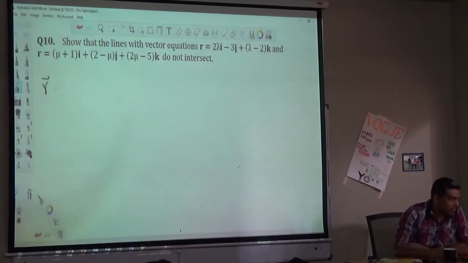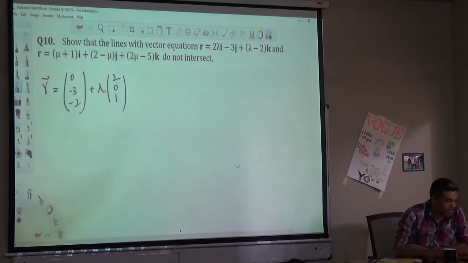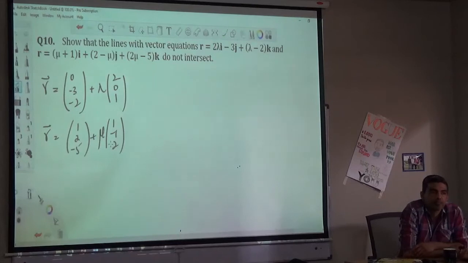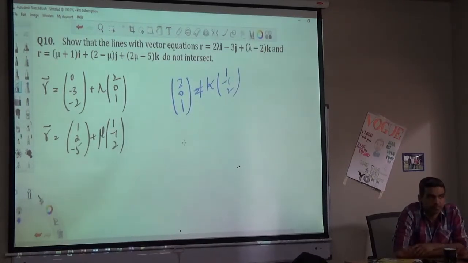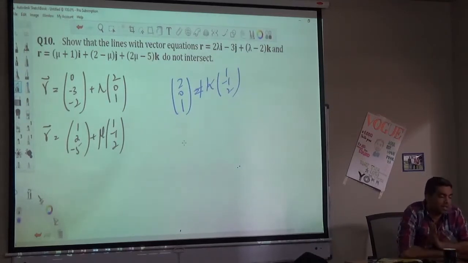So your equation for the first one is (0, -3, -2) plus lambda times (2, 0, 1). And the other equation is (1, -5, 2) plus mu times (1, -1, 2). Just mention that (2, 0, 1) is clearly not any scalar multiple of (1, -1, 2). So they are not parallel. This should be your first step.